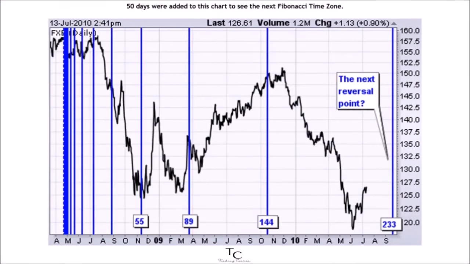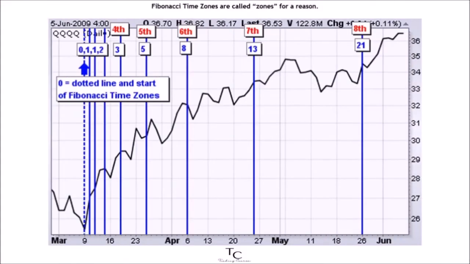50 days were added to this chart to see the next Fibonacci time zone. After 233, the next line would be at day 377, which means the chart would need around 330 extra days for viewing.